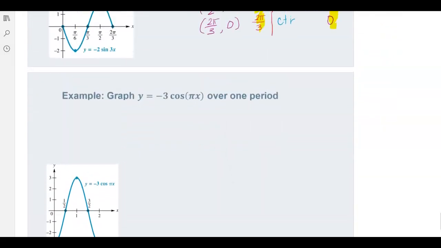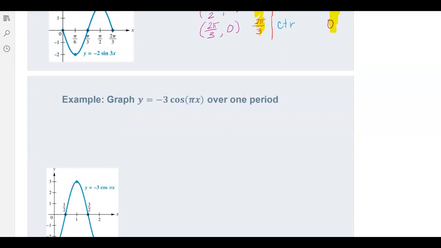All right, I have one more sort of challenging example. This one's a cosine graph. Similar to the last example, it has a reflection, right? This negative sign means a reflection. Reflect across the x-axis. The amplitude is 3. That comes from the absolute value of the number that's in front there.